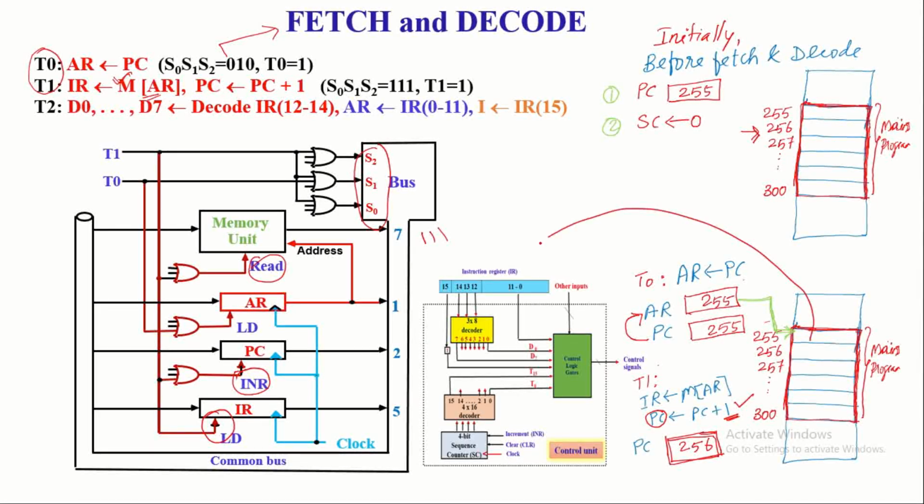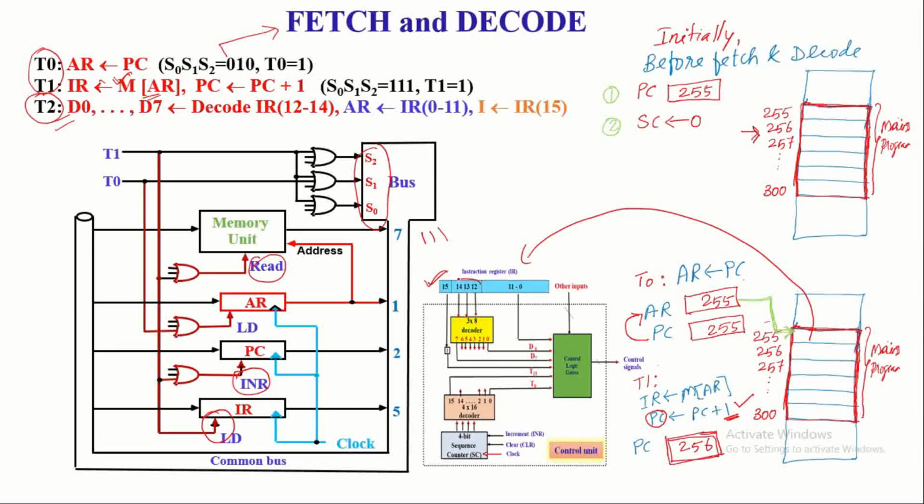So by executing this micro operation, now the instruction will be available in the instruction register, right? During the next clock cycle, timing signal T2 will be active. During that time, the instruction needs to be decoded. The fetched instruction from the memory has to be decoded by the control unit. How it is decoded, let us now discuss.